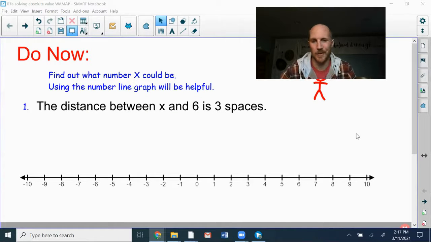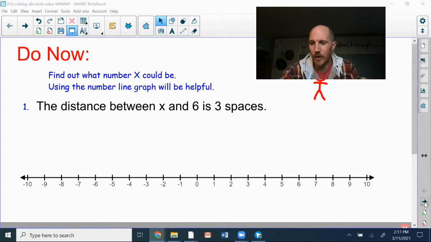It's like a treasure map, pirate treasure. Find out what number x would be. Where would x be on that number line? You don't have to use the number line, but I think it would be very helpful. The distance between x and 6 on the number line, the spot 6, is 3 spaces.